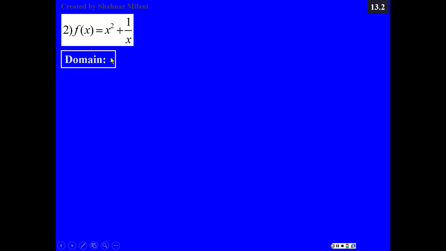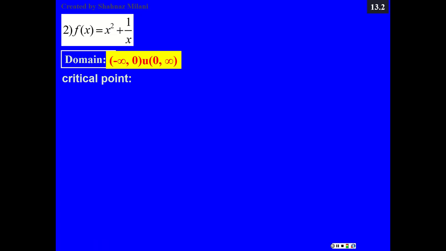The first thing is domain. Here I have a rational equation. The domain of a rational equation is everything except the value that makes the denominator 0. Then, to find the critical point, I have to find the derivative of this one. But you can get the derivative several ways. It doesn't matter to me as long as your way is right and we get the same answer.